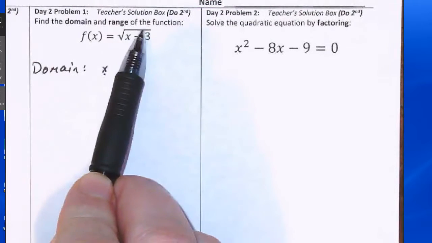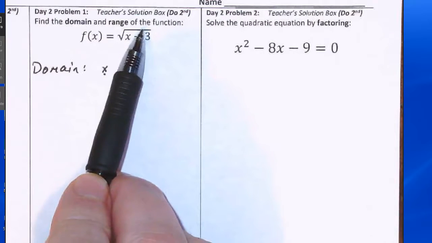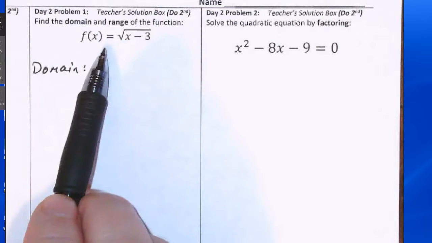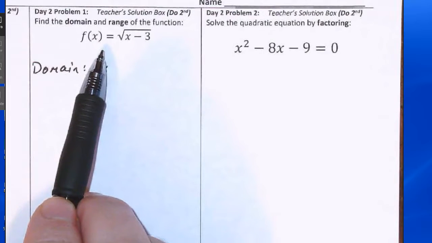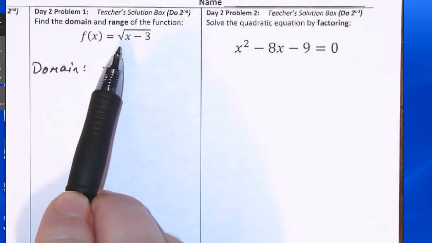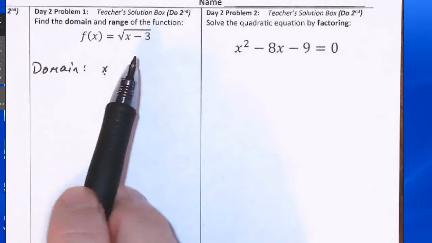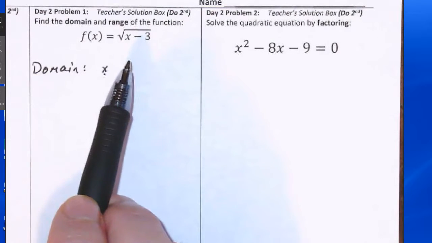This is a square root function, so the math rule that's important to know here is that you cannot have the square root of a negative number. For example, there's no such thing as the square root of -1 or the square root of -20. It's okay to have the square root of 0. The square root of 0 is just 0. And certainly you can have the square root of positive numbers.